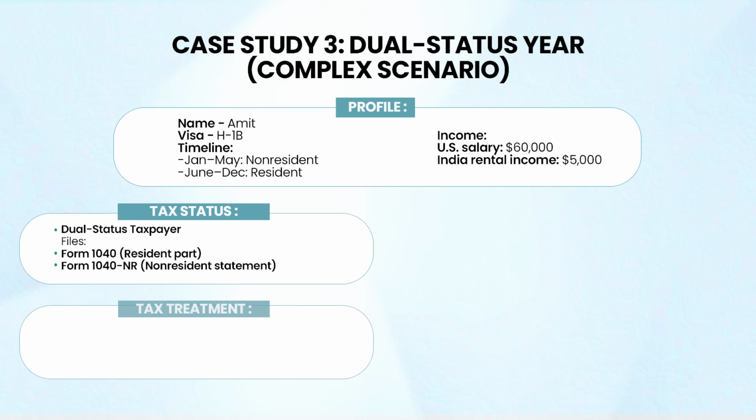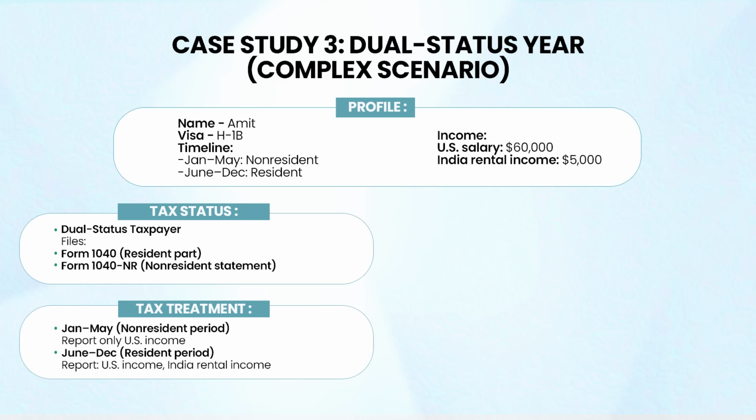Now let's understand how his income is taxed across these two periods. During the non-resident period, that is from January to May, Amit only needs to report his US source income. During the resident period, that is from June to December, he must report both his US income as well as his Indian rental income of $5,000. So the Indian rental income is only taxable for the second half of the year, when he was a resident.